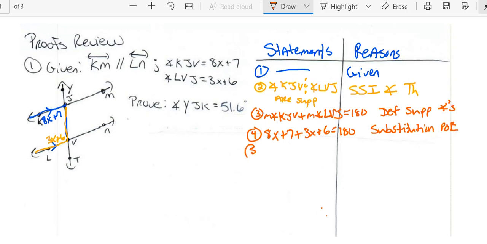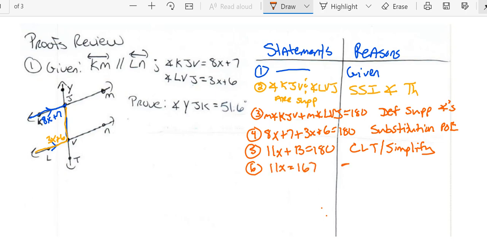Step 5. Go ahead and combine the like terms. We'll get 11x plus 13 equals 180. That's our combined like terms, simplify step. Step 6. We'll subtract. We'll get 11x equals 167. Subtraction property of equality.